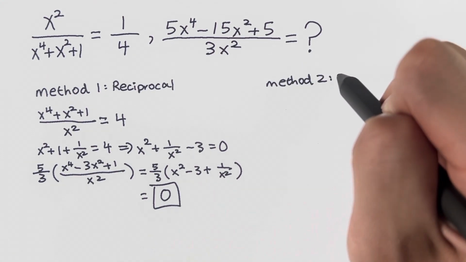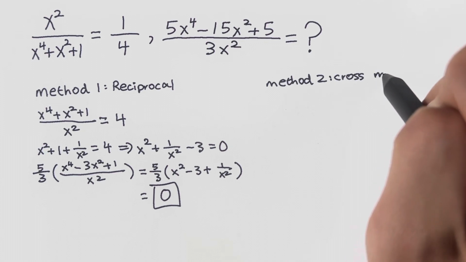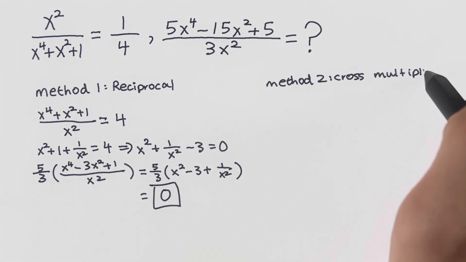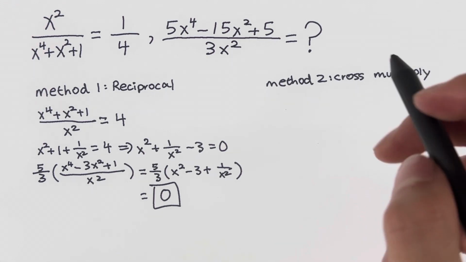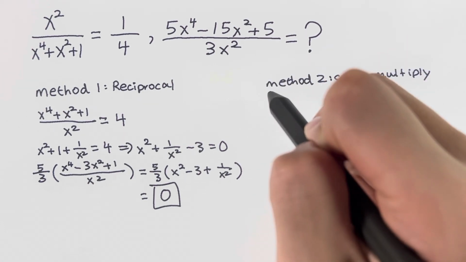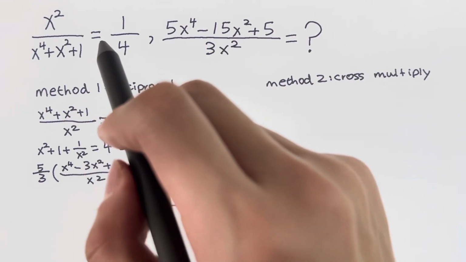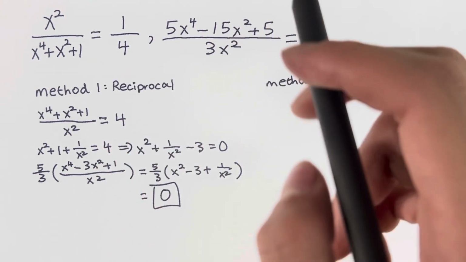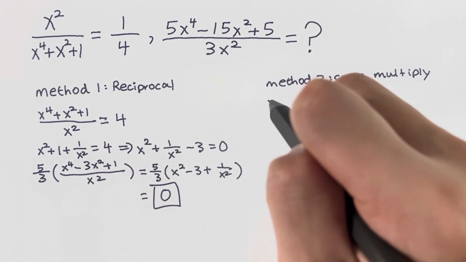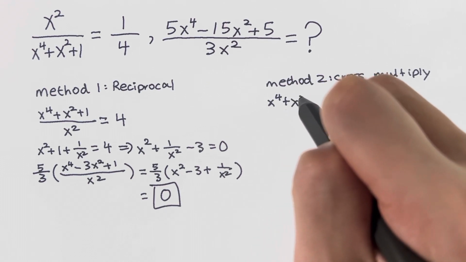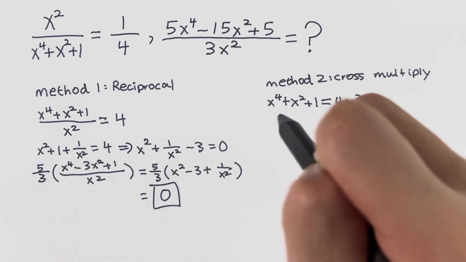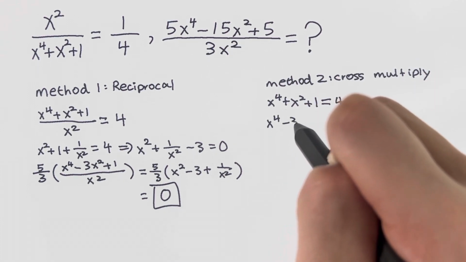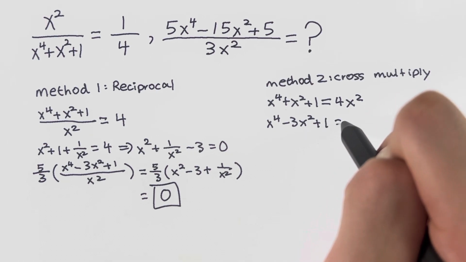This is going to be called cross multiplication. So for cross multiplication, take the first two fractions in the equation. Well, we can cross multiply the products. So x to the fourth power plus x squared plus 1 equals 4x squared. So x to the fourth power minus 3x squared plus 1 equals 0.